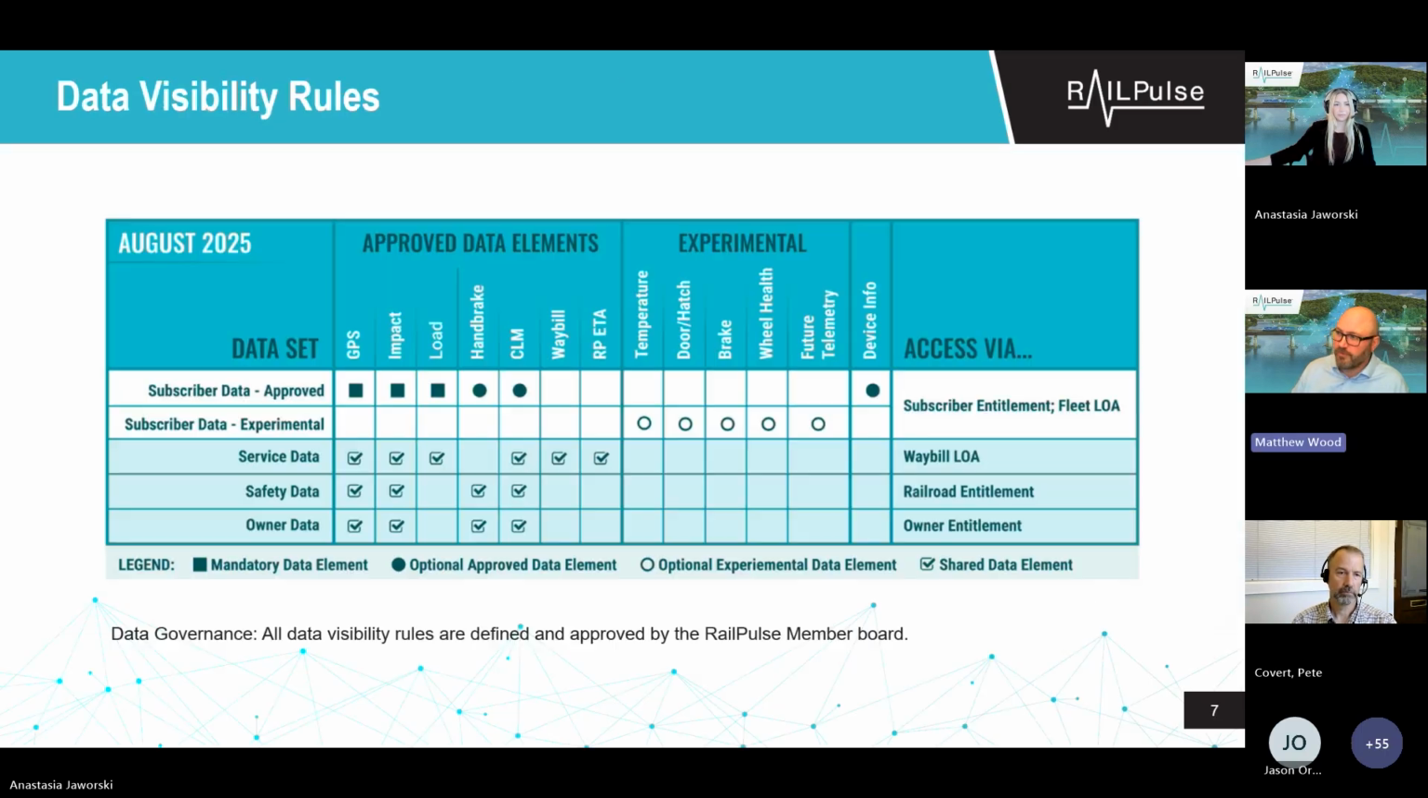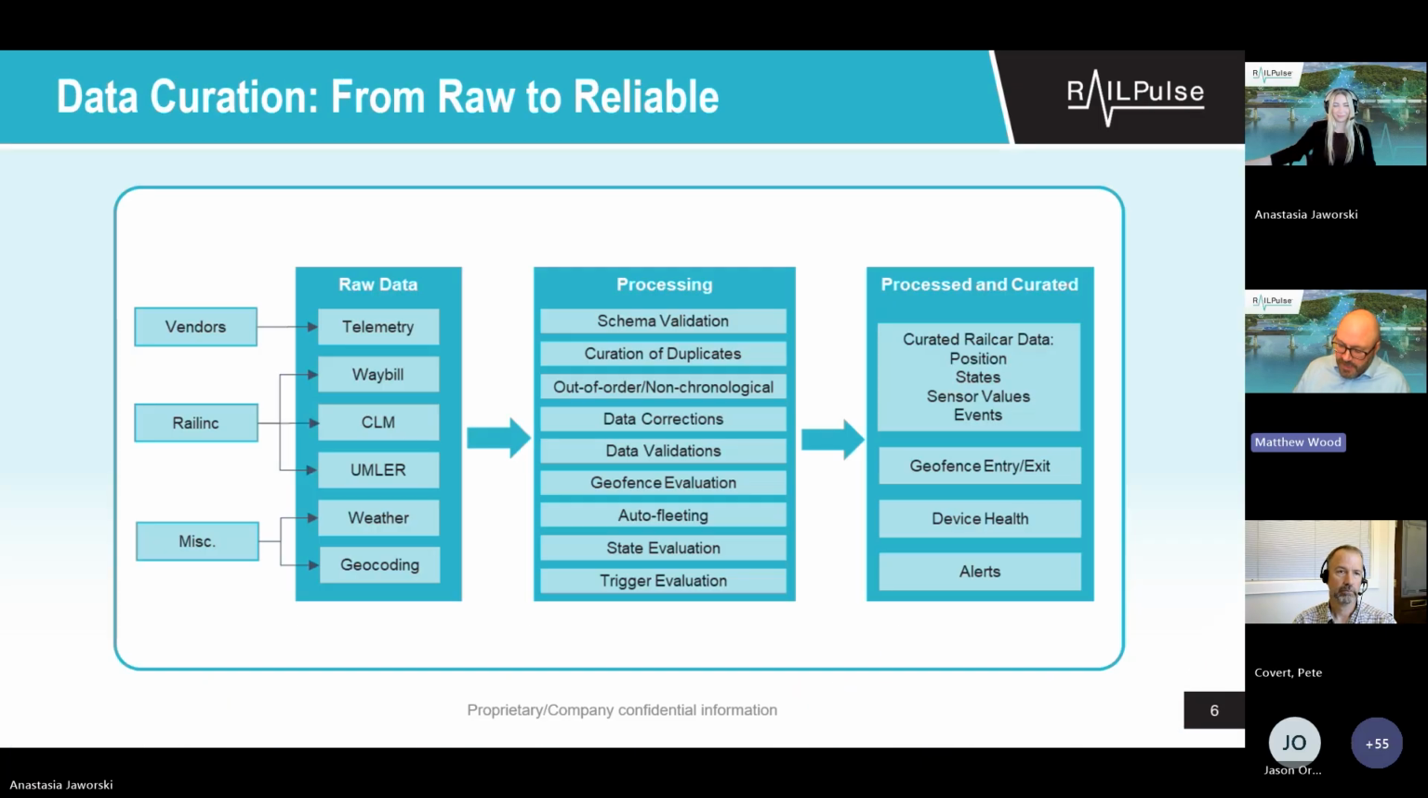We're running all of those things through the rest of our data validations, making sure that the vendors are sending data to meet our cadence requirements and other requirements we have in place for them. That clean data then gets used to evaluate geofences, auto fleeting, state changes, and then feeds into our trigger evaluation where users can set up trigger rules to alert when a certain thing is seen.